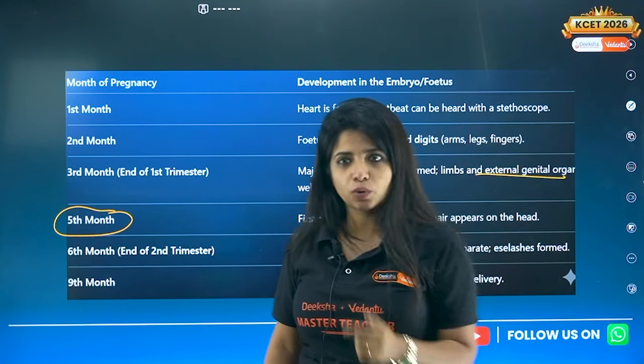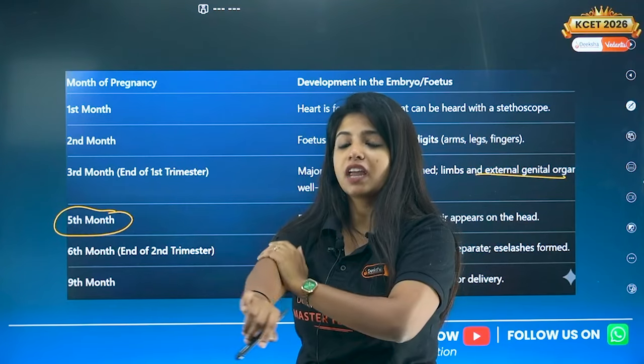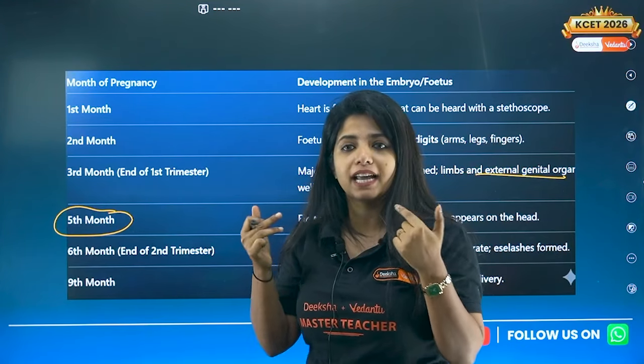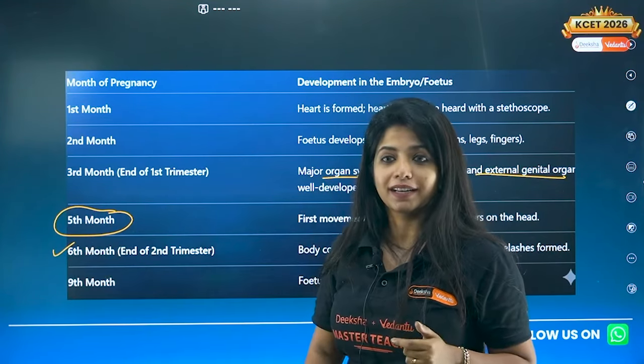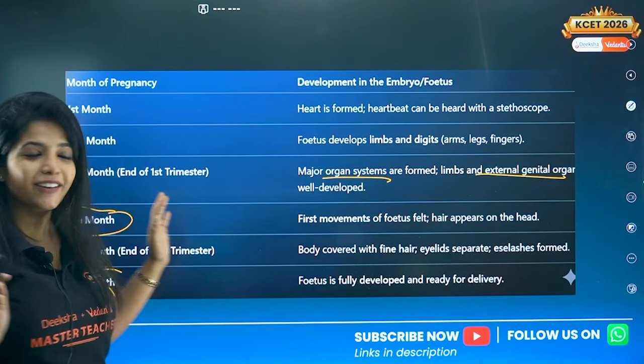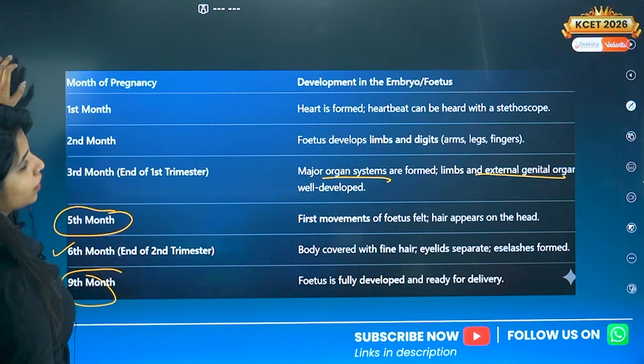By the 6th month, God says you wanted hair, no, take it on your body also. So there will be hair on the body, and the eyelids would be separated. There will be eyelashes formed as well during the 6th month. Now 7th month, 8th month is skipped. In the 9th month, the baby is finally out. Okay, cool. Now going ahead.